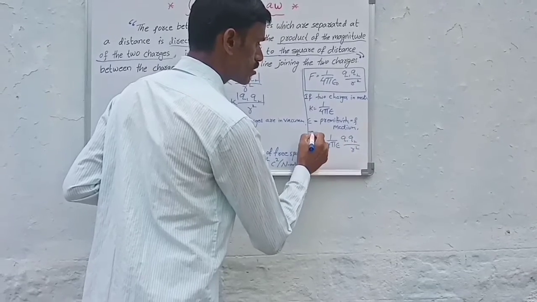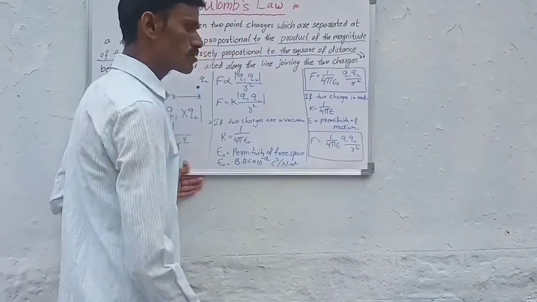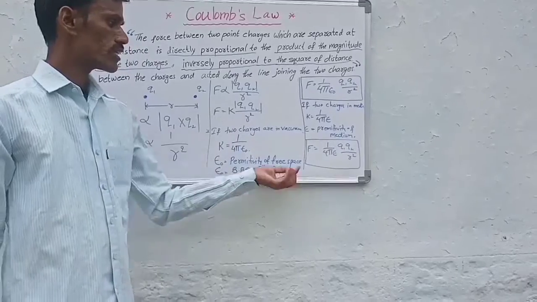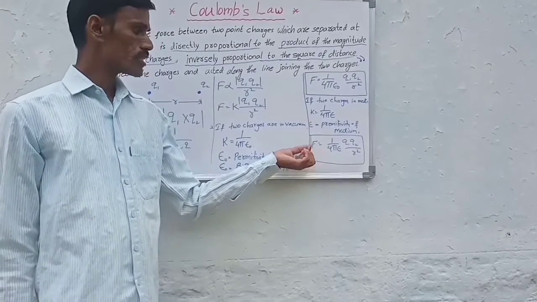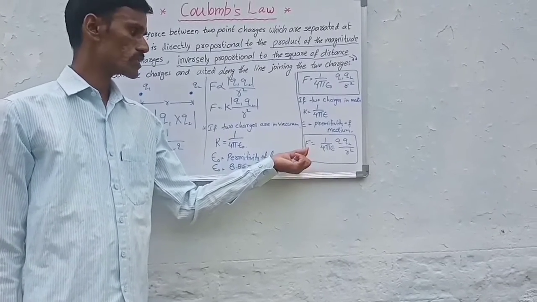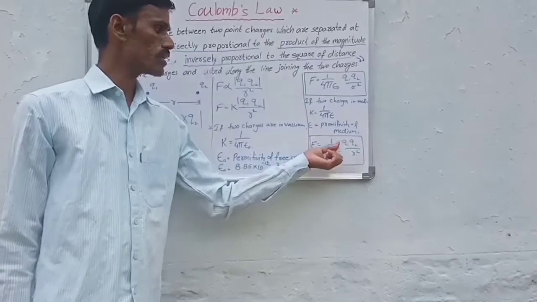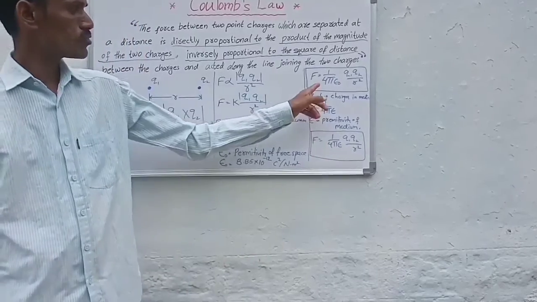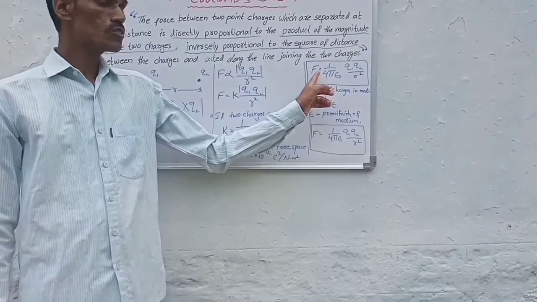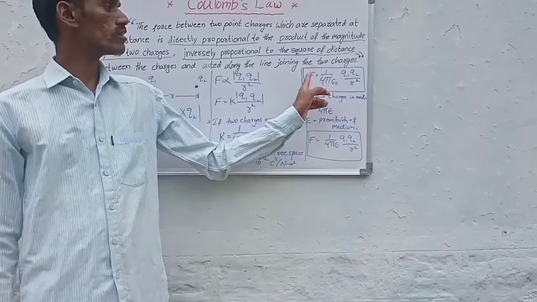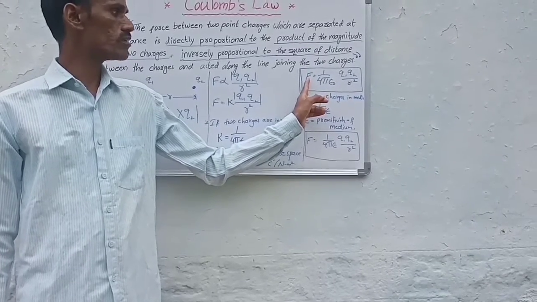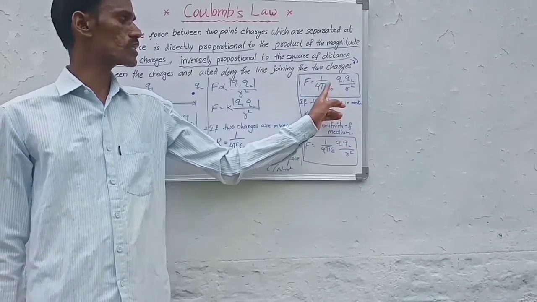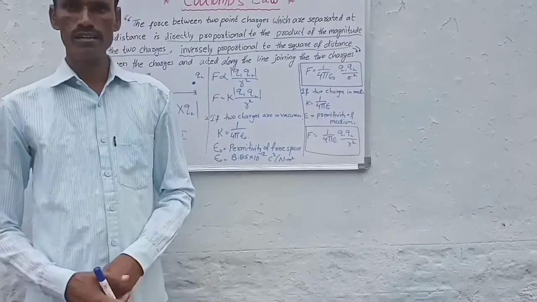So if the two charges are kept in a medium, then the force of attraction or repulsion is F is equal to 1 by 4 pi epsilon into q1 q2 by r square. If the two charges are kept in free space, the force of attraction or repulsion is equal to 1 by 4 pi epsilon naught q1 q2 by r square.